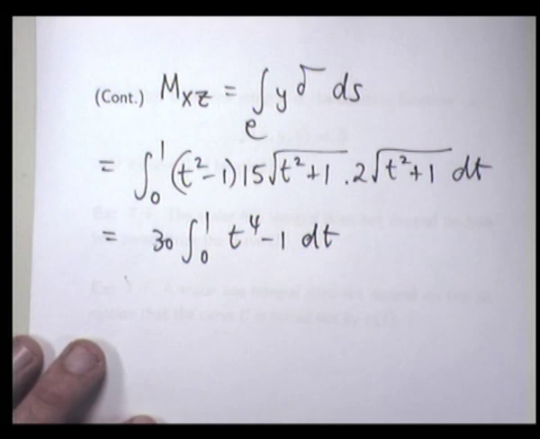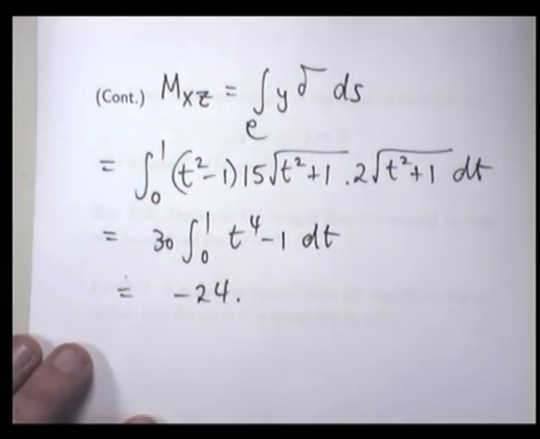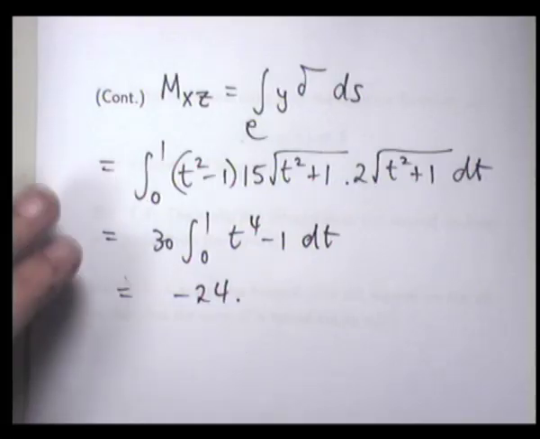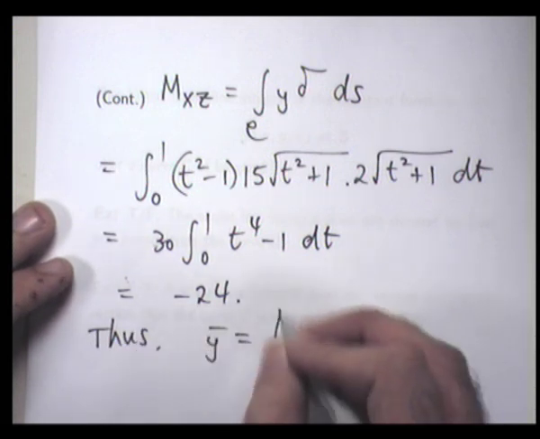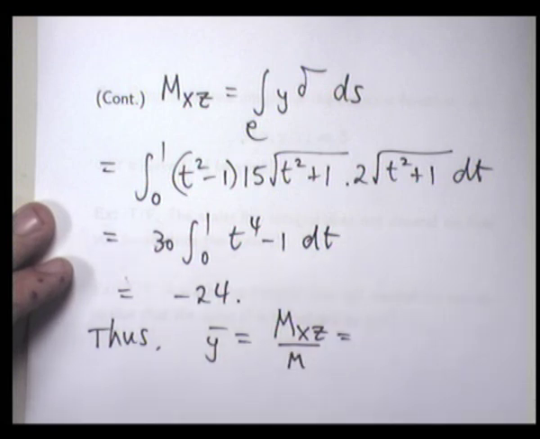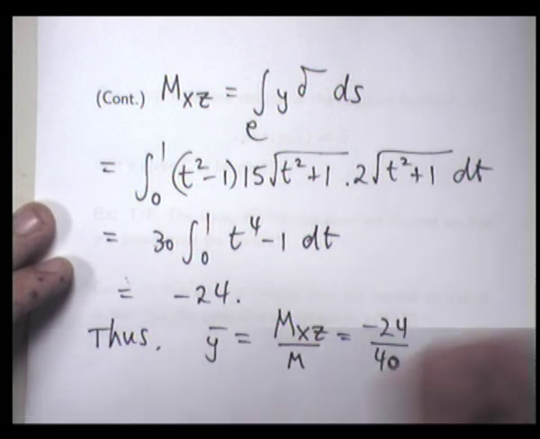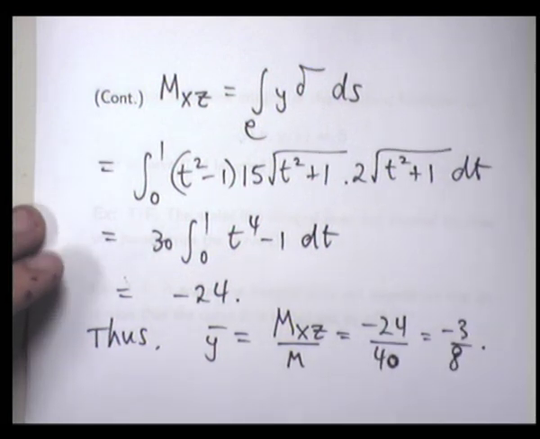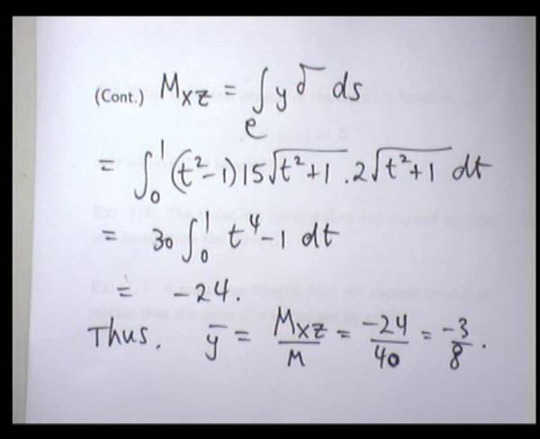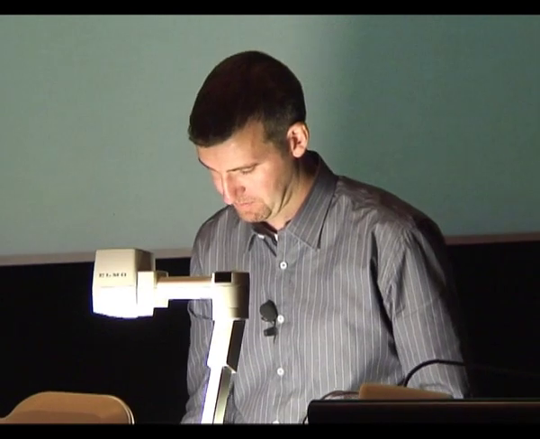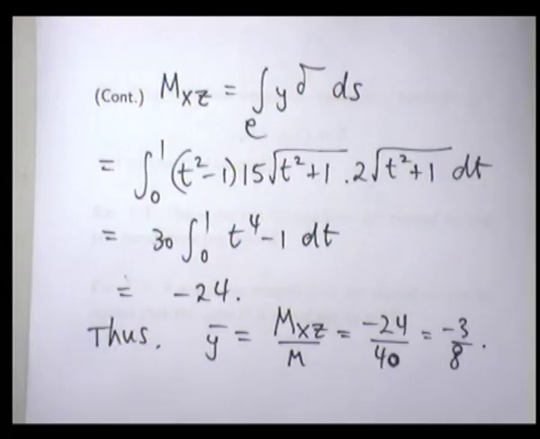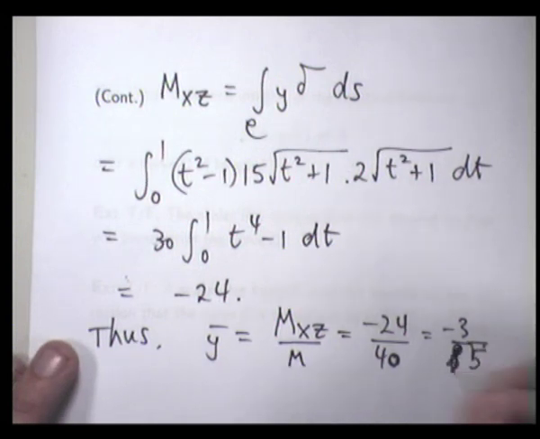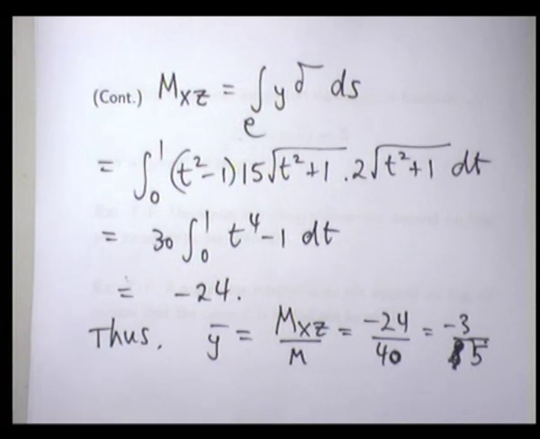Okay, so if you integrate this, you get minus 24. Okay, so now we have all the information needed to calculate the y component of the center of mass, y bar. Okay, so according to my calculations, the y component is minus 3 on 8. Sorry, 3 on 5. What am I doing? It is an 8, but it should be a 5. All right. Thank you.